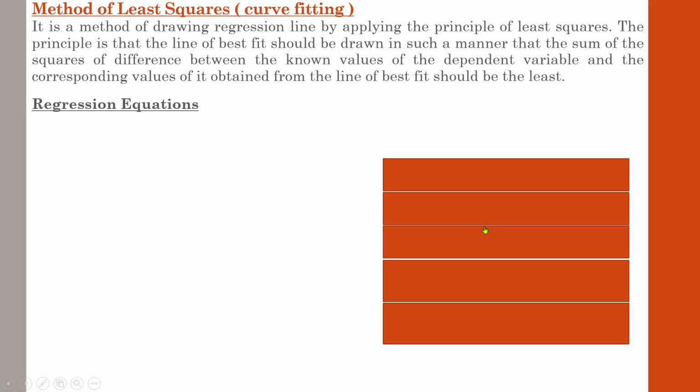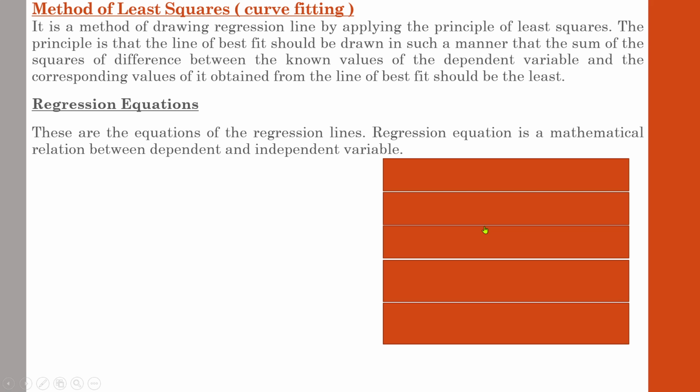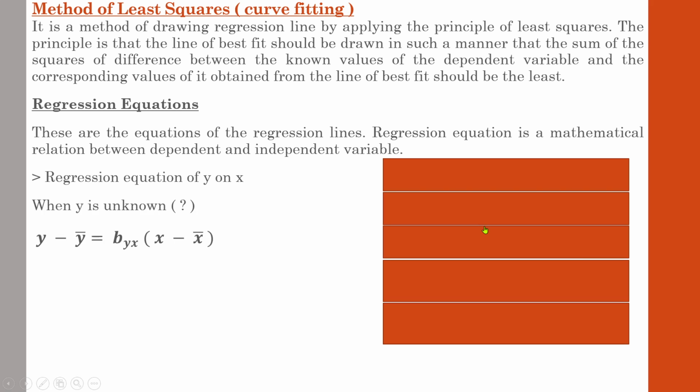Regression equations. In the beginning I mentioned that in every regression analysis you will be identifying or creating regression equations. Regression equations are the equations of regression lines. A regression equation is a mathematical relation between the dependent and independent variable. There are two regression lines and therefore two regression equations. One is known as the regression equation of y on x and the other is known as the regression equation of x on y.